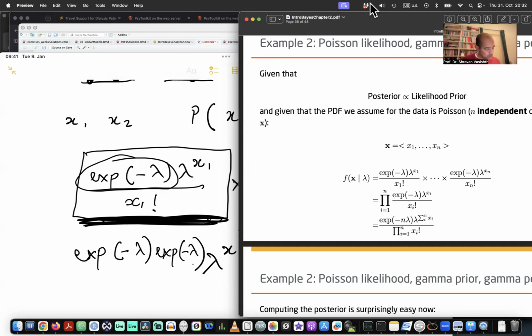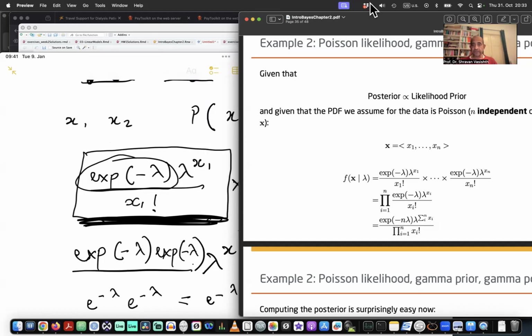What would this simplify to? The exponential, I'm writing it in this mathematical form, which is easier to read, but this is also an exponent. So really what will happen here is that I'm going to have to add the exponents. It's going to be exponent minus lambda minus lambda, which will be exponent minus 2 lambda. So that's the case for two data points.